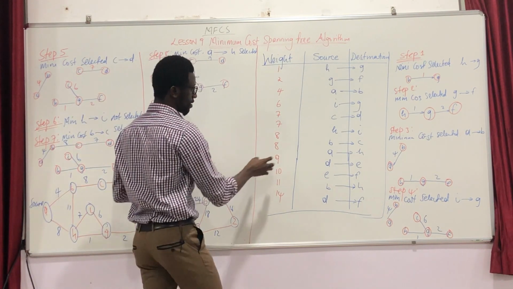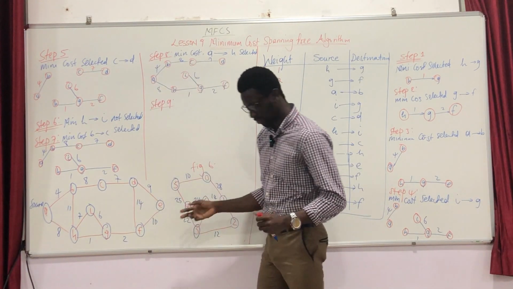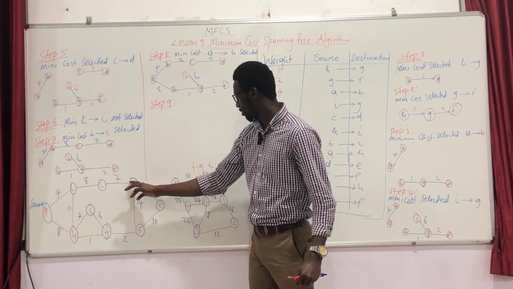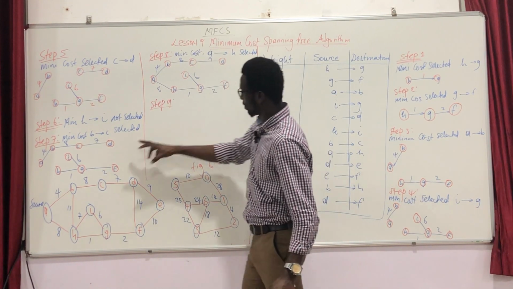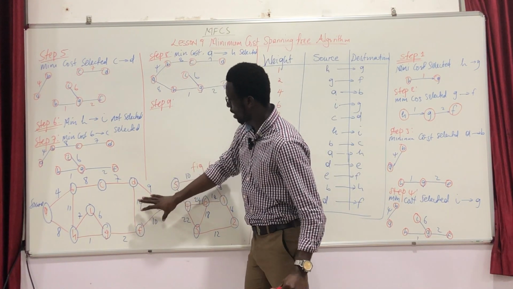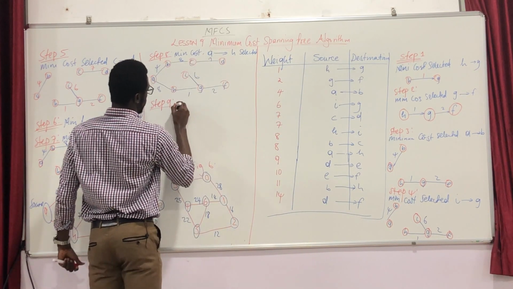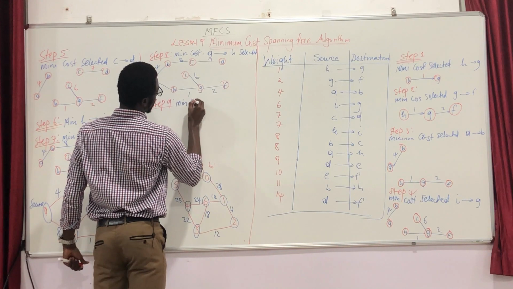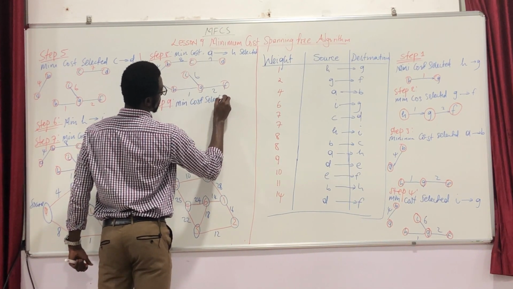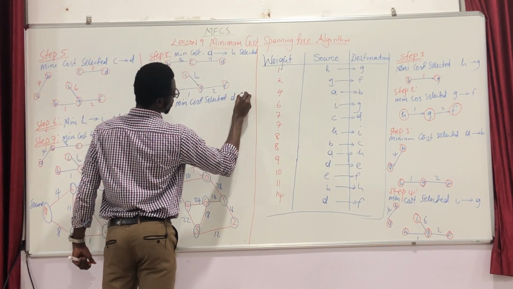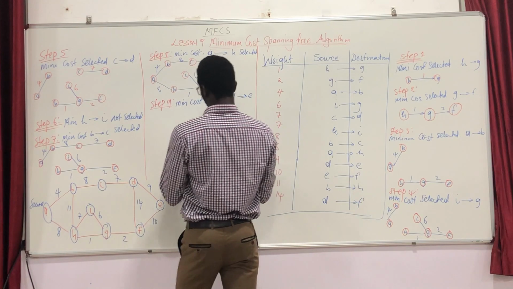Step 9. D to E. So we'll come to the diagram first before we select. D to E. So this one, no loop is formed here. So D to E is selected. Minimum cost selected, which is D to E. D to E is selected.